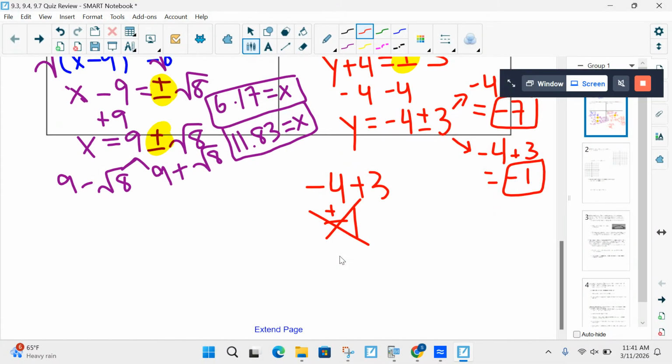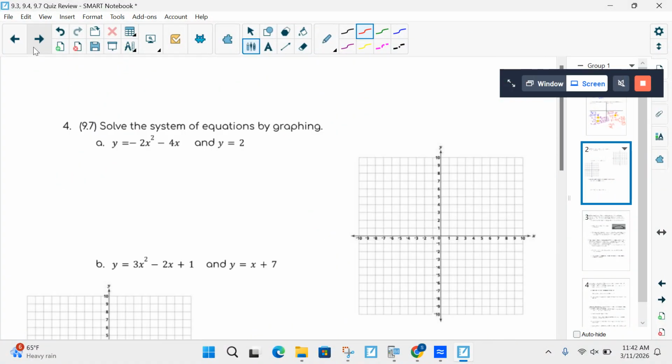All right, good. We're getting through this even quicker than the last class. So flip your page over. We will do problem 4 together.